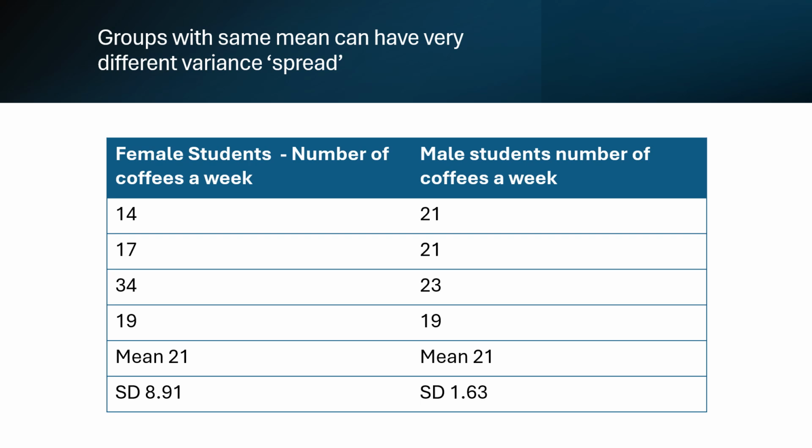Now, in the second group, the females, they also have 21 cups per week, but with a high variance. So some people in this group drink between 14 and 34 cups per week, and this indicates a wide range of consumption patterns.